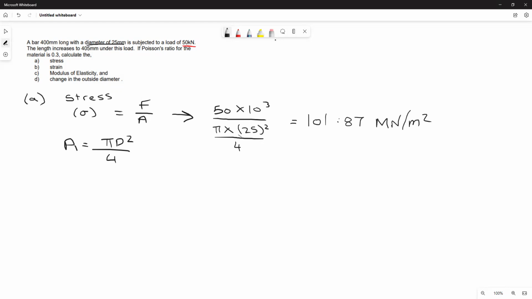Okay, so when answering this question, please do ensure you use consistent units, otherwise you'll end up getting the wrong answer. Next, for part B, we're going to be calculating the strain. The formula for strain is change in length over original length.